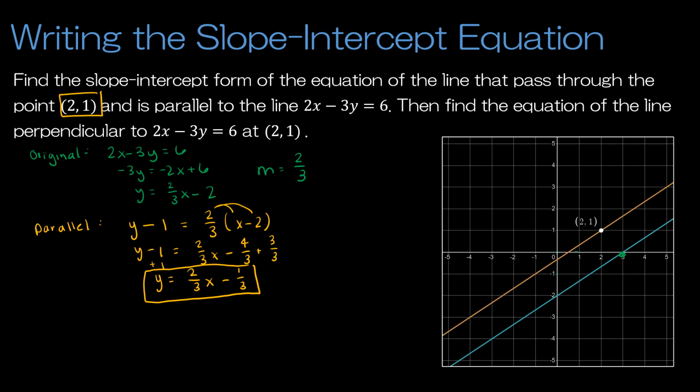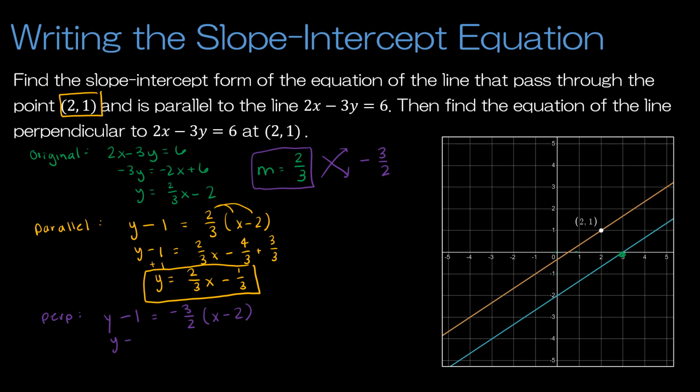So let's take a look at the other example, the perpendicular line. For the perpendicular line, instead of having a slope of 2/3, remember I'm going to flip it and change the sign. So I'm going to have a slope of -3/2. So y minus the y value of 1 is equal to my slope of -3/2 and x minus 2.